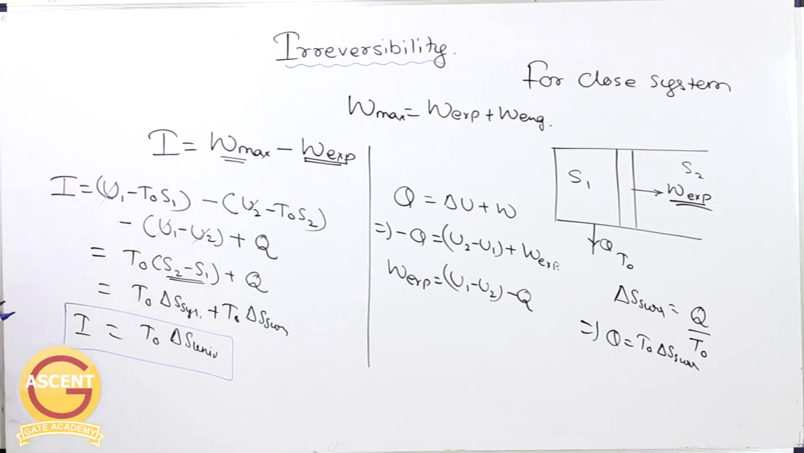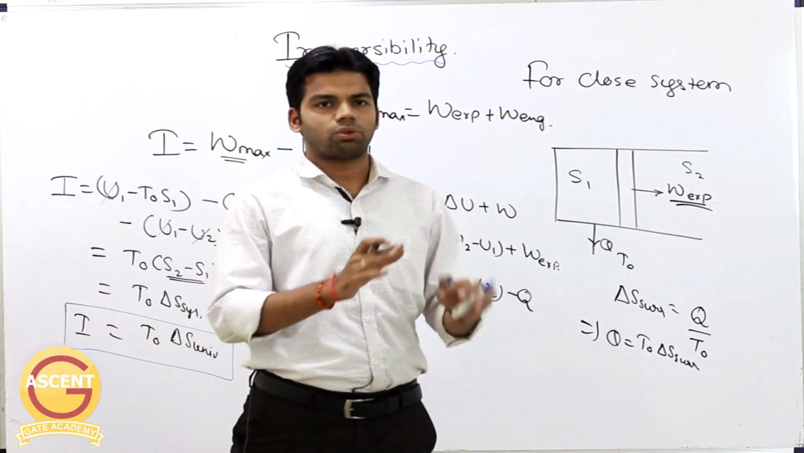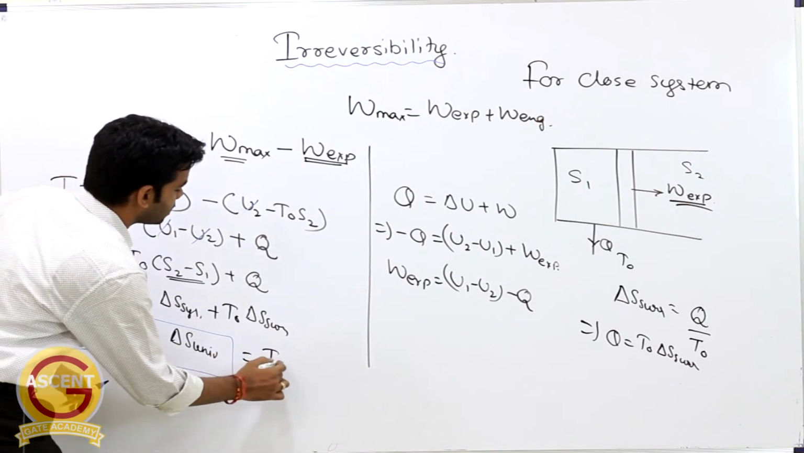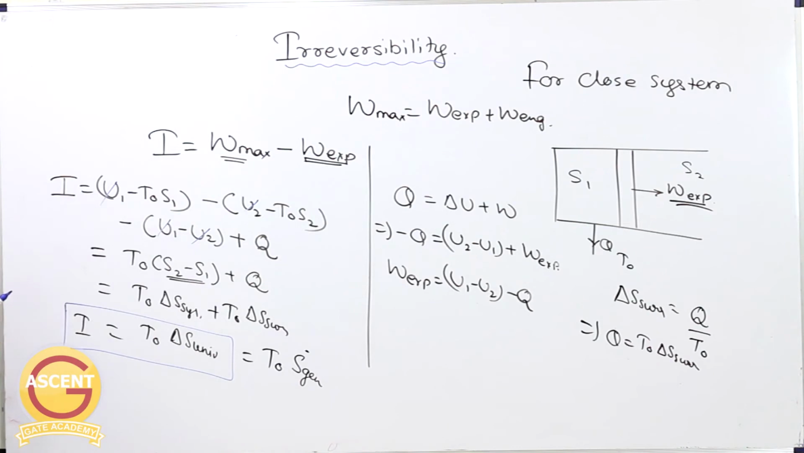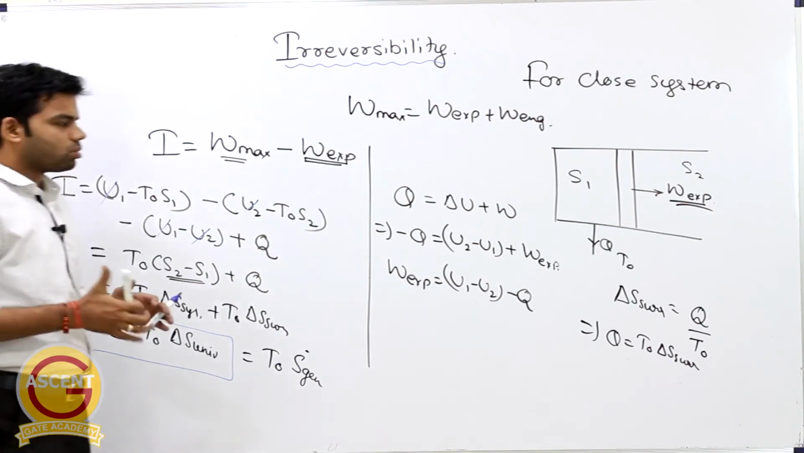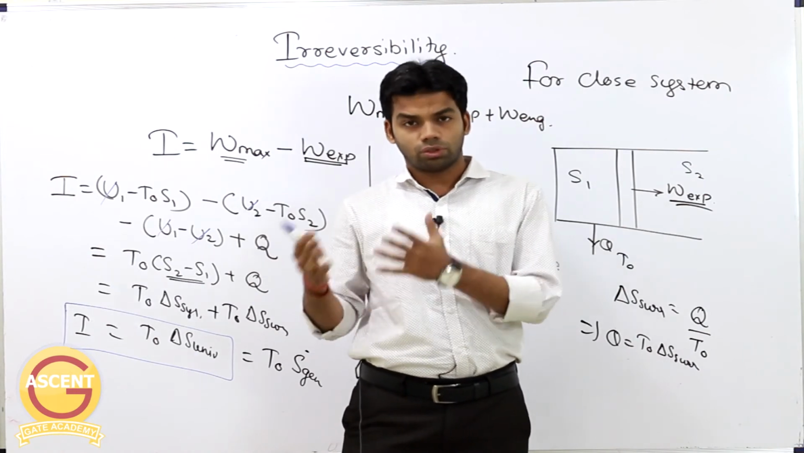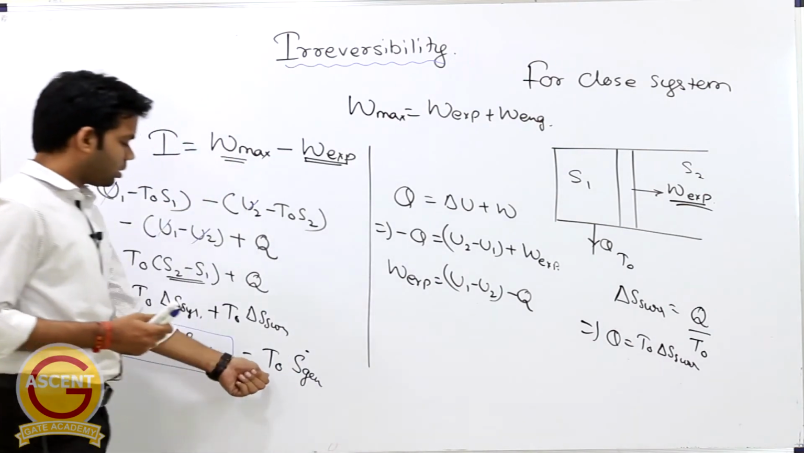And the change in entropy of the universe, as we know, is also called entropy generation. We have discussed entropy in the previous unit. So, this change in entropy of the universe is nothing but entropy generation. So, T naught into S generation is nothing but the irreversibility of a particular process. So, if we want to calculate the irreversibility, just calculate the change in entropy of the universe. We know how to calculate the change in entropy of the universe, into T naught, the surrounding temperature.